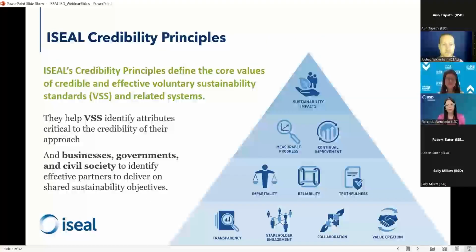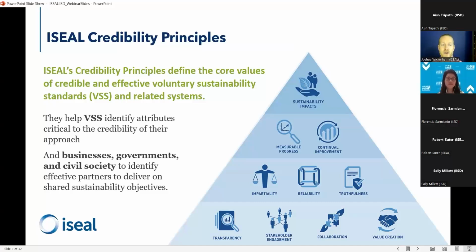Next slide, please. A little about ISEAL. We're a little over 20 years old. We're a charity based in London, and we're known for our definition of good practice for sustainability systems. And there are two relevant tools that ISEAL uses that are useful in this trade discussion today. So the first is one we call the ISEAL credibility principles, which is a globally consulted set of principles that helps VSS identify the attributes that make them more credible and impactful.